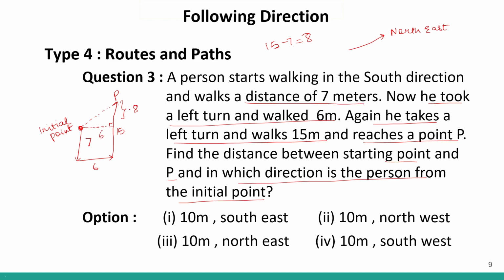According to the Pythagoras theorem, let's say the initial point is I. The distance PI squared will be 8 squared plus 6 squared. So 8 squared is 64, 6 squared is 36, total is 100. So PI squared equals 100. We have to find the distance PI, which will be the square root of 100, which is 10. So 10 meters towards the northeast will be the correct answer, which is option number 3.